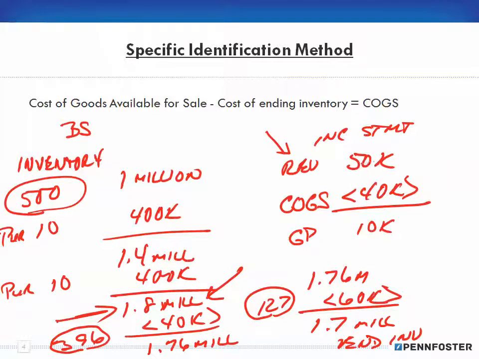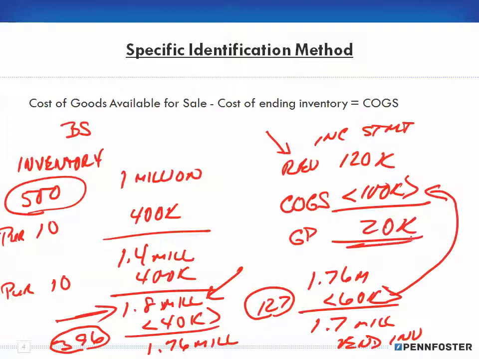sold that car for 70,000, so I would have recorded the sale, and that means I would have added 70,000 to the 50,000, so that gives me 120,000. And of course, the 60,000 for the cost of the car, I'd move it to my cost of goods sold. So now instead of 40,000, it's 100,000. And of course, that means that instead of having 10,000 in profit, I have $20,000 in gross profit. Okay, so that's kind of how specific identification works.